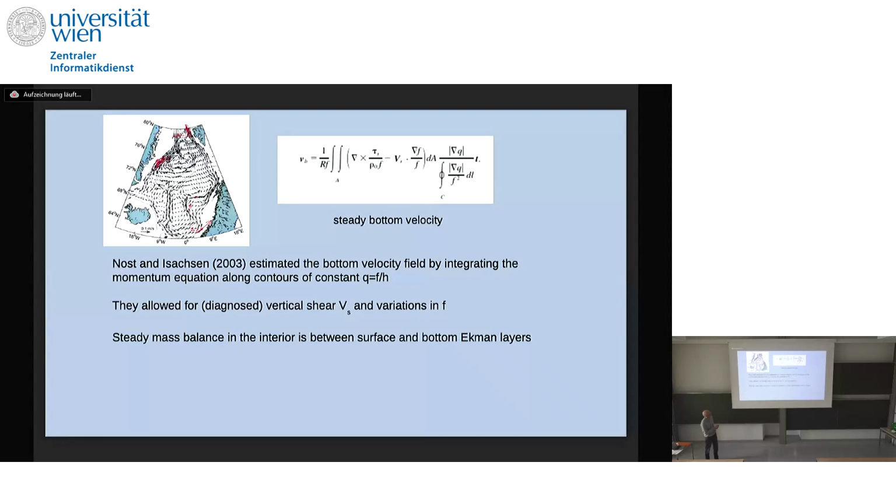So that V sub B is the velocity at the bottom. This R is a linear drag coefficient. So there's a surface Ekman layer from the wind. The flow spins up to the point where the bottom velocity has a bottom Ekman layer transported in the opposite direction that exactly balances it. And then it's happy and it sits in steady state.